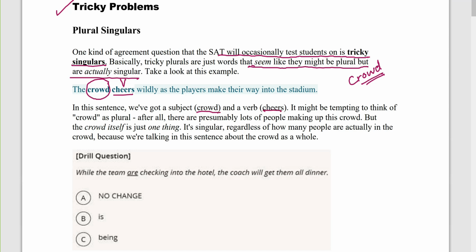It might be tempting to think of the crowd as plural. After all, there are presumably lots of people making up this crowd. But the crowd itself is just one thing, remember this. It is singular regardless of how many people are actually in the crowd. Because we are talking in this sentence, remember this and circle it, about the crowd as a whole. The group as a whole. The team as a whole. Let us take the first question.